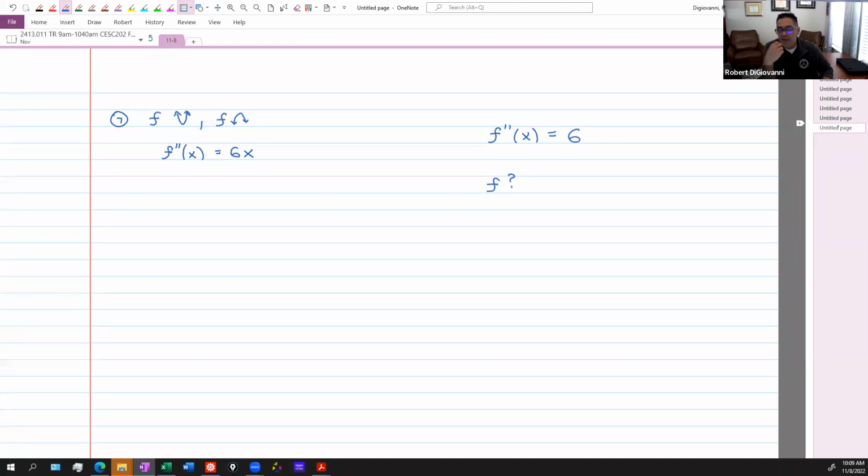Well, is 6 a positive or a negative number? Positive, right? This is a positive number. And if the second derivative is positive, that means that your function is concave up. And that means it would be concave up the entire time, wouldn't it? Wouldn't it? This might blow your mind a little bit, maybe not.